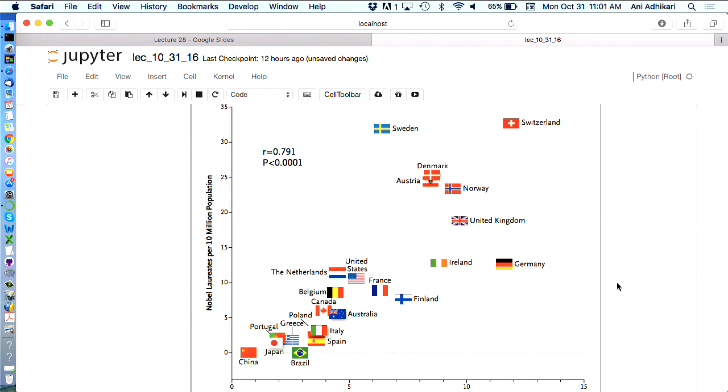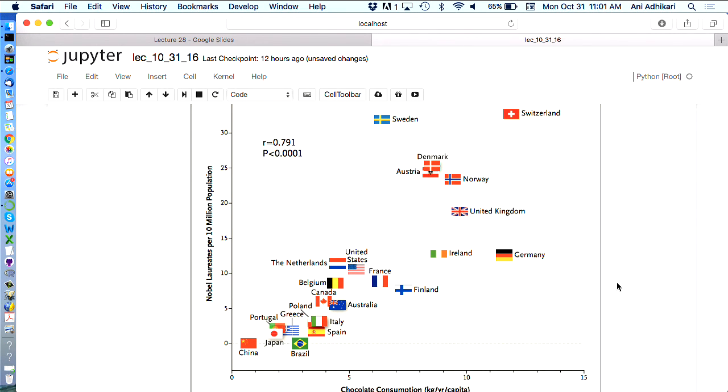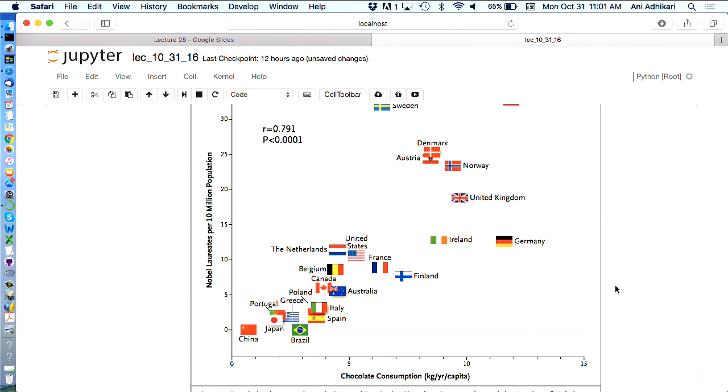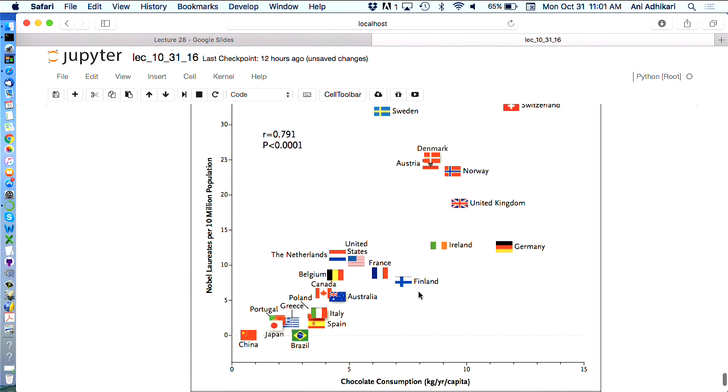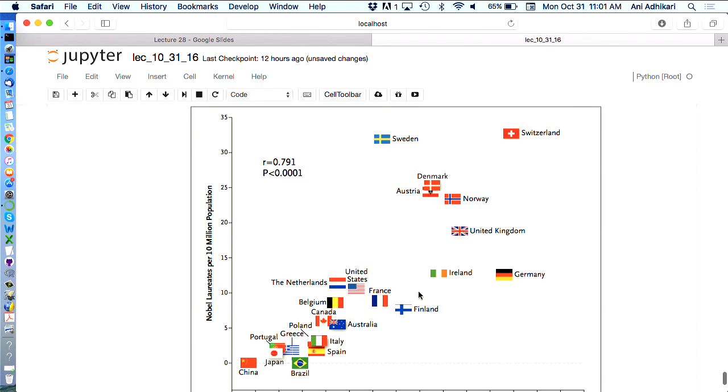In the New England Journal of Medicine, a scatter diagram. There is 1 point for each country. On the horizontal axis is average chocolate consumption per capita. On the vertical axis is Nobel Prizes. Switzerland's way up there. R is 0.791. Notice the tiny p-value. Somebody did a hypothesis test. Okay, conclusion being more chocolate, more Nobel Prizes.